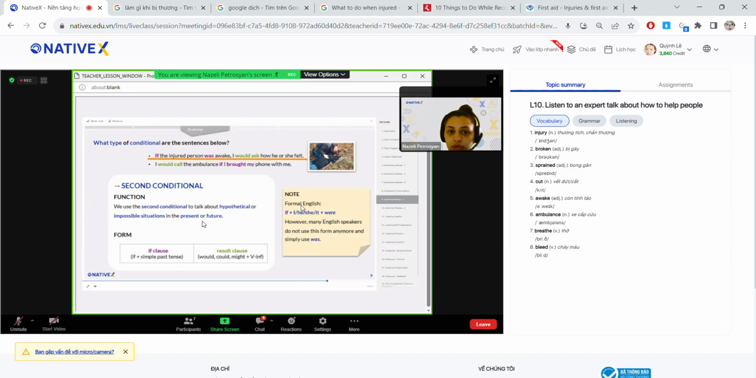Note, in formal English we say if I, he, she, it, were instead of was. However, many English speakers do not use this form anymore and simply use was. So nowadays in spoken English you will never hear this phrase, okay guys. You will never hear it. But you can hear it. There is a very small possibility that you can hear this in formal context.